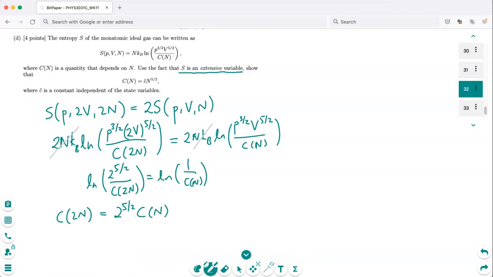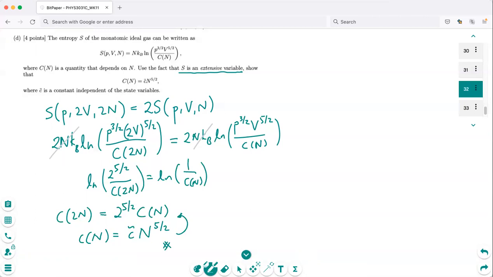And remember, what is this 2 here? You can trace it back. This is related to the fact that I doubled the copy. If I make it 3 times the size, then this will become 3 to the 5/2, and this of course will become 3. And you can now readily show that this is compatible with the form I want you to show. Namely, if you take C of n to be this, some unknown constant, you can get this result. Okay, so that is the answer.